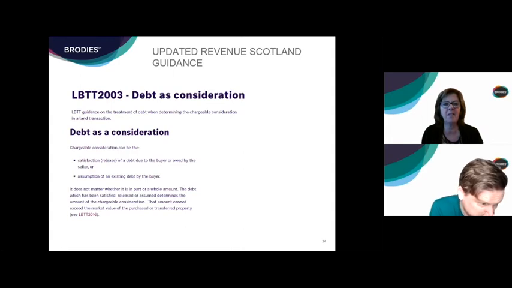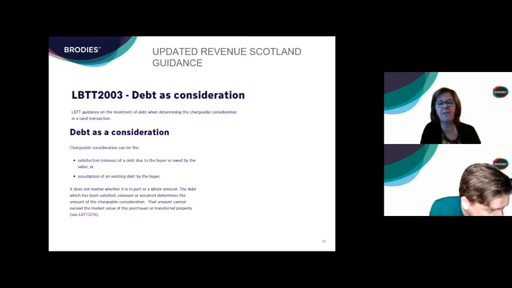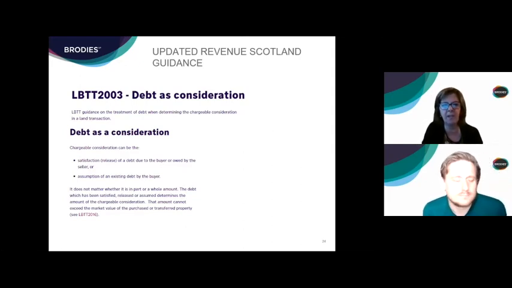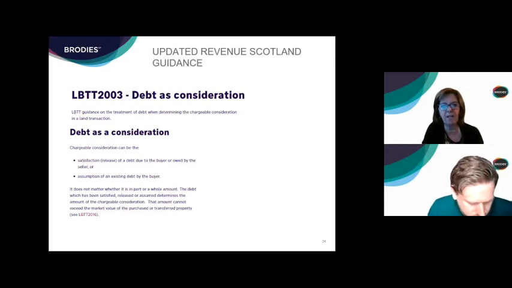So debtors' consideration, as I'm sure people are aware, the assumption of debt as part of a transaction can count as consideration for LBTT purposes. And Revenue Scotland have recently updated their guidance on debtors' consideration in the LBTT manual paragraph 2003. And what they've really done is set out with a bit more clarity when debt is assumed.